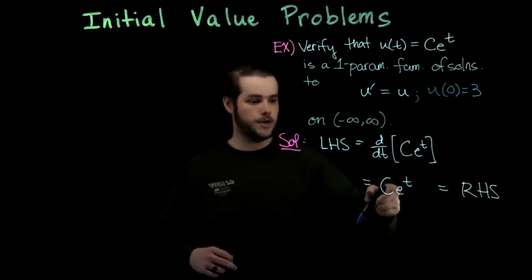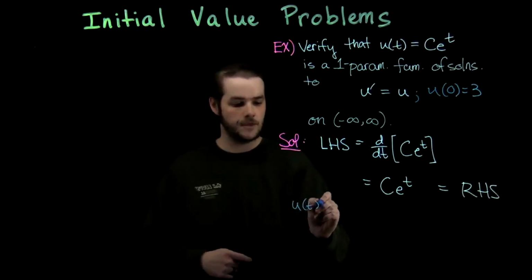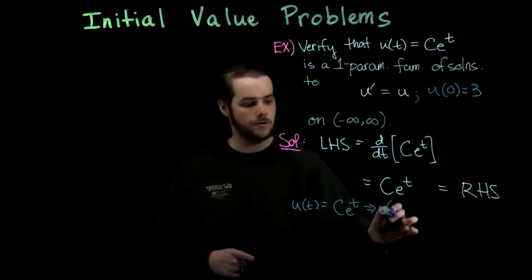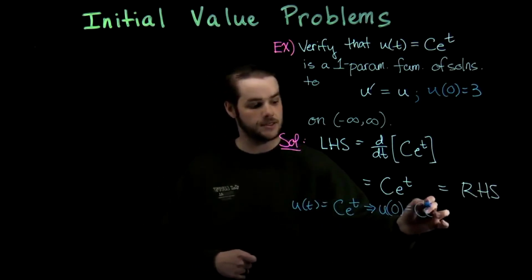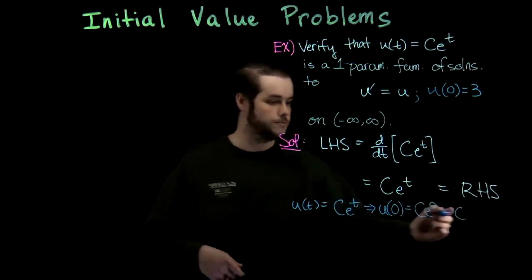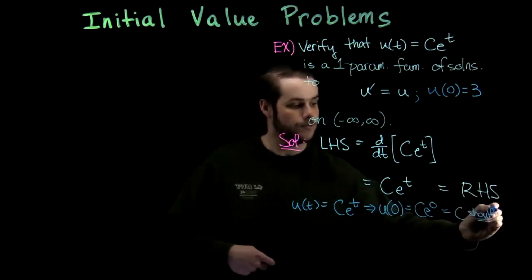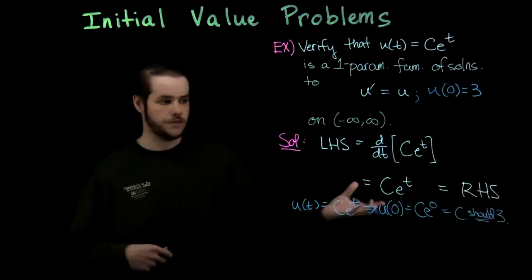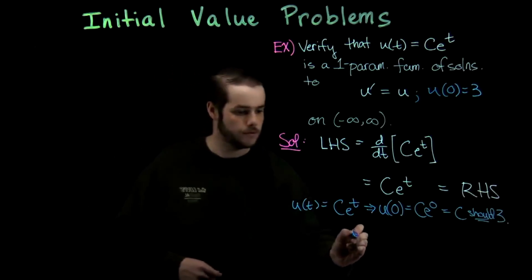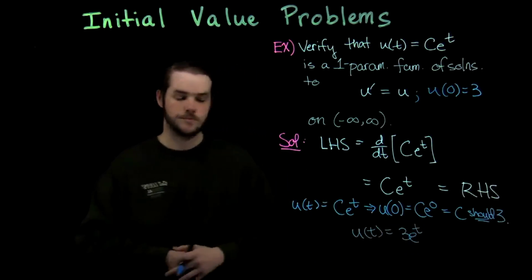Let's take a look. I know that my solution has the form u of t equals c e to the t. But when I plug in 0, I get c times e to the 0. Anything to the 0 power is just 1. So I just get c. But my initial condition tells me that that should equal 3. Well, look at that. Now I know the value of c. So I don't actually have a family of solutions anymore. There's a unique solution to my problem.